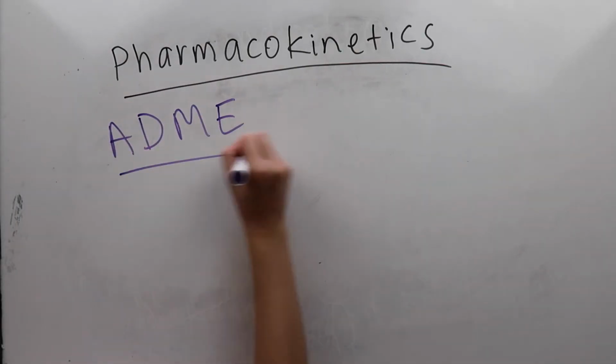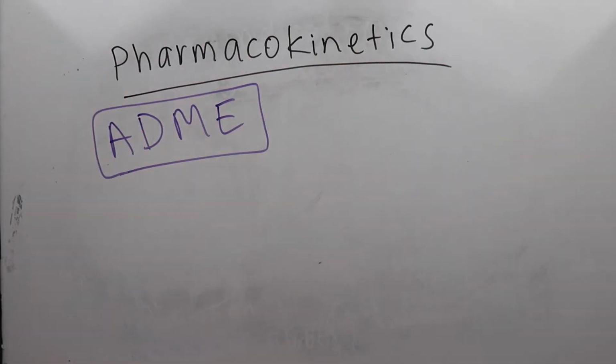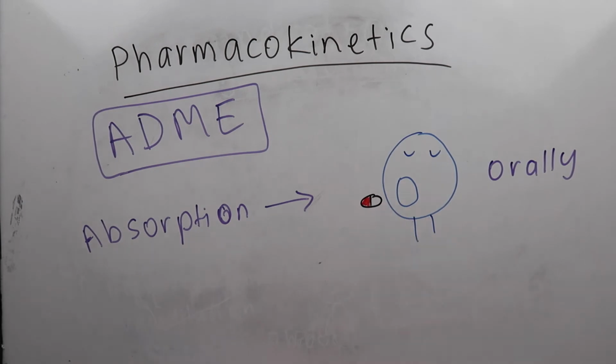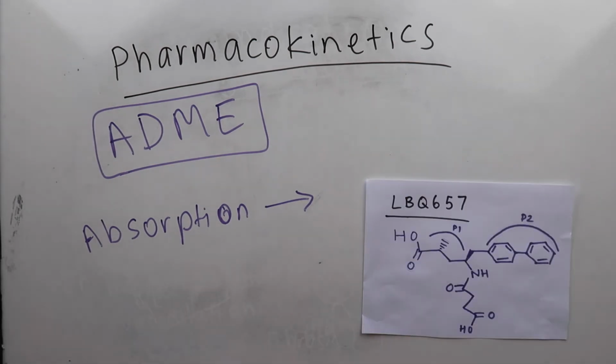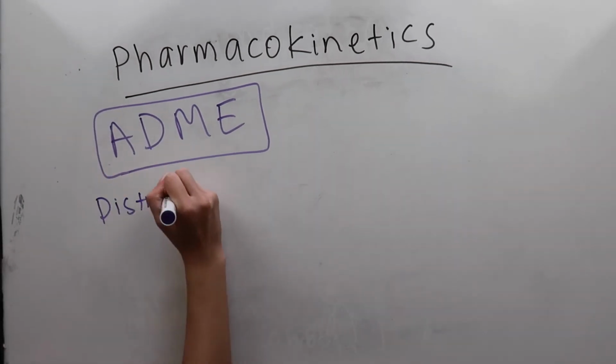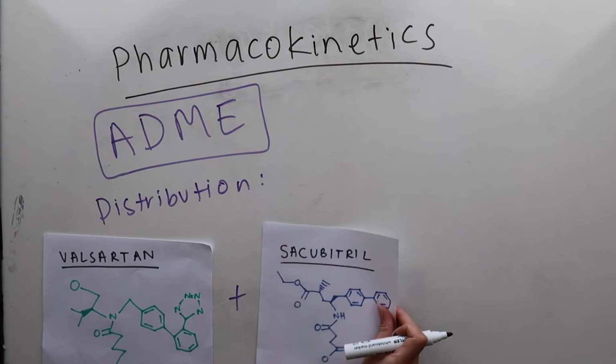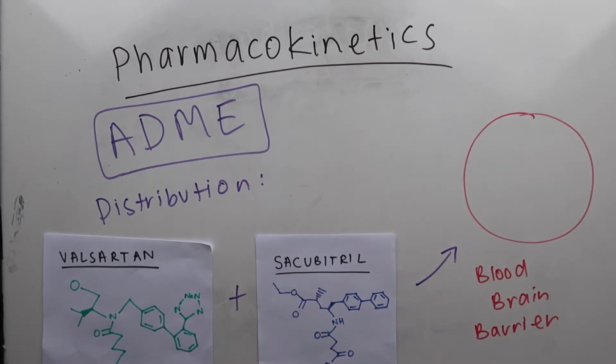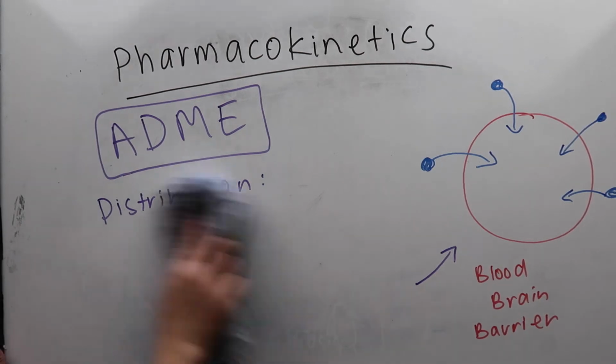What is the pharmacokinetics of Sacubitril and Valsartan? Taking the ADME approach, for absorption, Entresto is taken orally and is absorbed through the renal system, where the metabolite LBQ657, also known as neprilysin, is activated. The distribution of both Sacubitril and Valsartan occurs at the blood-brain barrier where the level of plasma protein binding is very high. It was found that Sacubitril bound preferentially to human albumin rather than to glycoproteins.